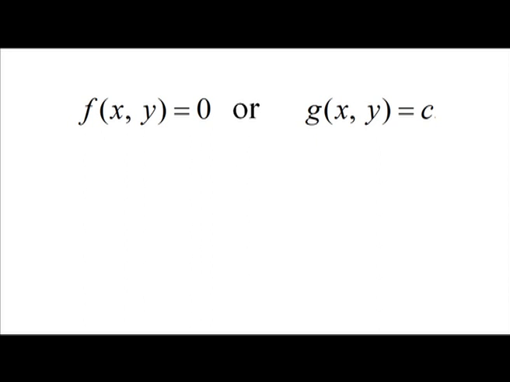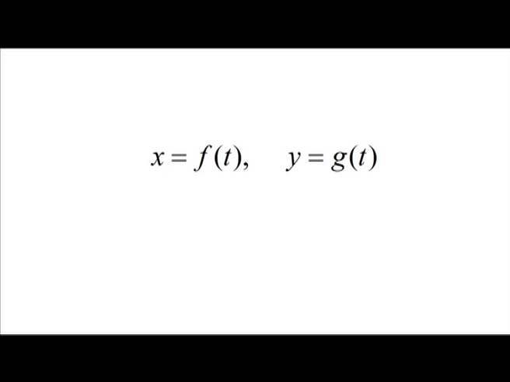We recall that a curve in a Cartesian plane can be expressed by a statement of equality involving x and y, of the form f of x, y is equal to 0 or g of x, y is equal to c. For example, the equation y minus x is equal to 0 represents a line, while x square plus y square is equal to 1 represents the unit circle centered at the origin.